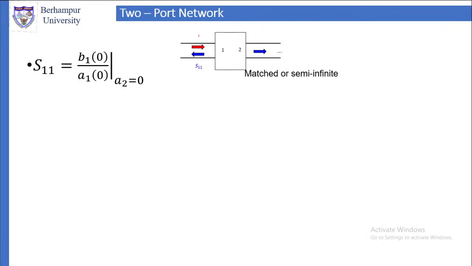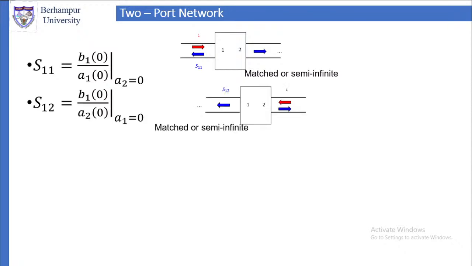Now consider this two-port network. Suppose we have these two ports. Port 2 is matched and of semi-infinite length. The transmission line connected to port 2 goes up to semi-infinity. In port 1, there is an incident wave and a reflection. So we have S11. Port 2 is matched, so S11 is V1 by A1 when A2 is equal to 0.